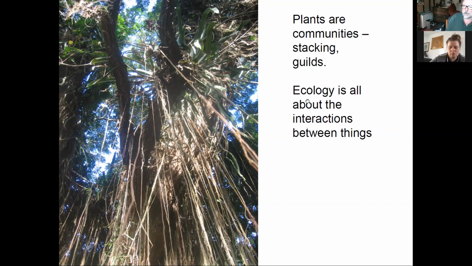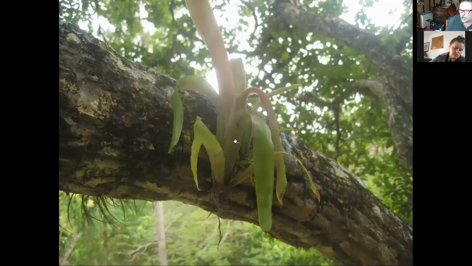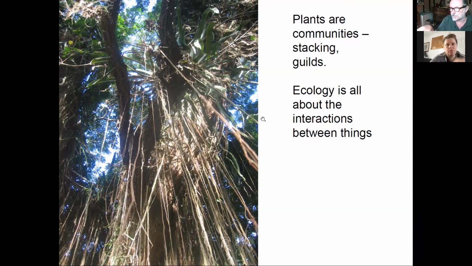So let's also think about plants as communities. They're creating the conditions for things to live on them and in them and around them, and plants are creating the conditions for other plants to come in. So let's stop thinking of them as individuals. Let's realize that plants operate as communities or guilds. And we'll get into the idea of plant guilds later on.